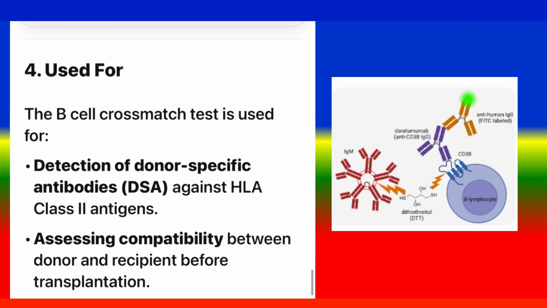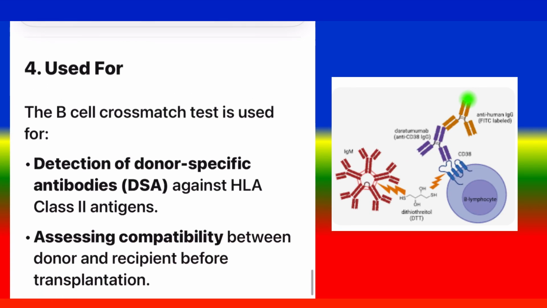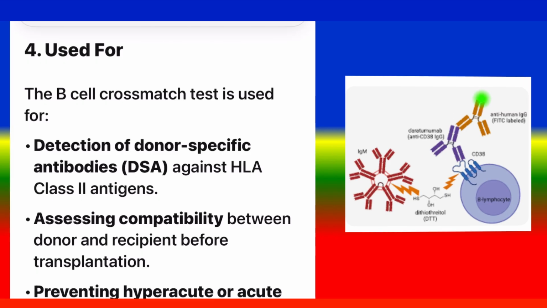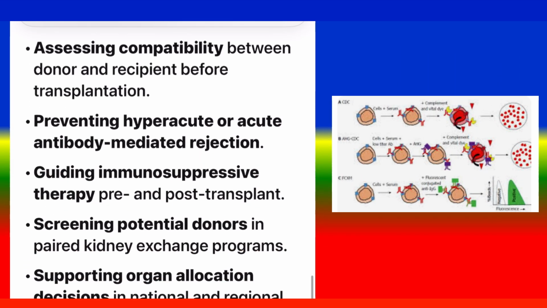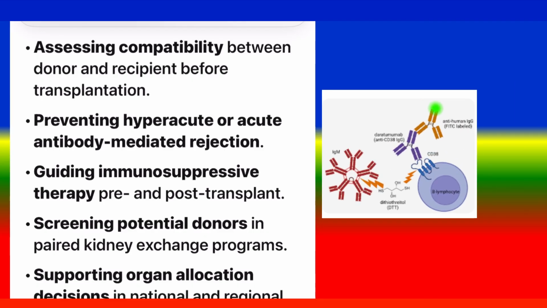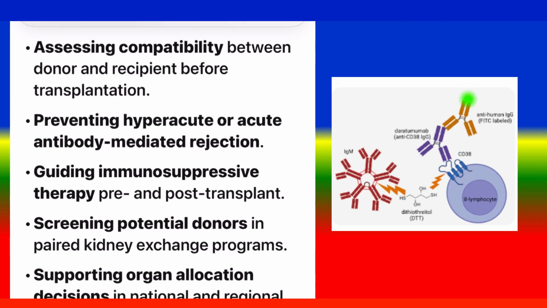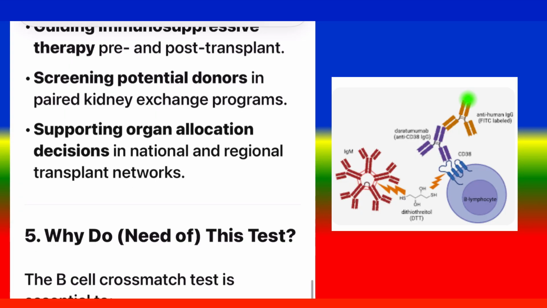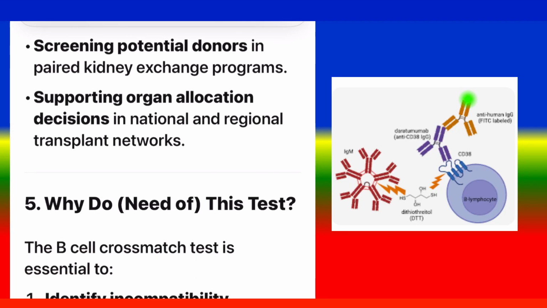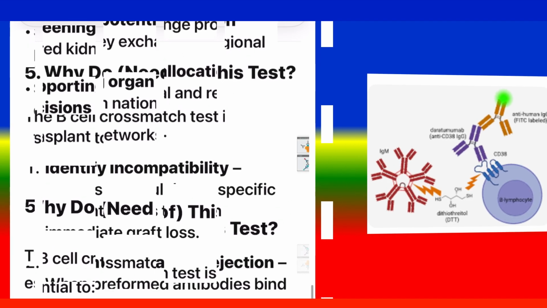Number 4. Uses. The B-cell crossmatch test is used for detection of donor-specific antibodies, DSA, against HLA Class II antigens, assessing compatibility between donor and recipient before transplantation, preventing hyperacute or acute antibody-mediated rejection, guiding immunosuppressive therapy pre- and post-transplant, screening potential donors in paired kidney exchange programs, and supporting organ allocation decisions in national and regional transplant networks.